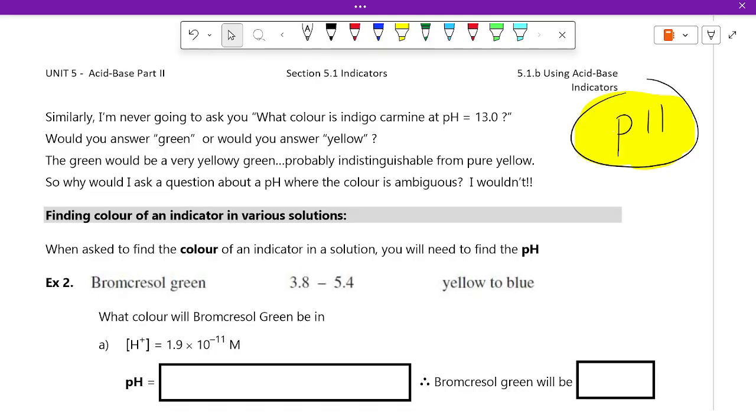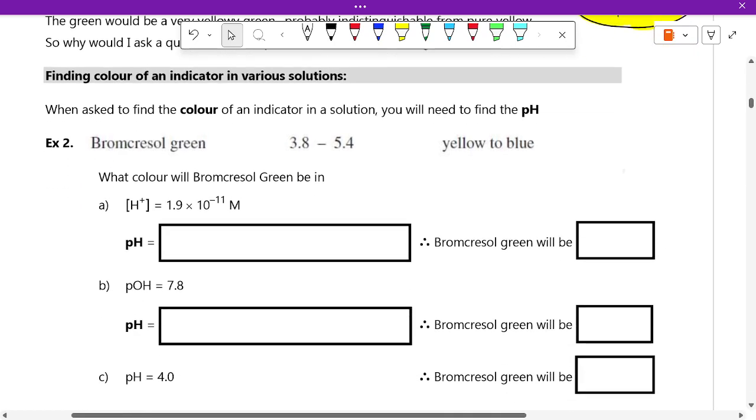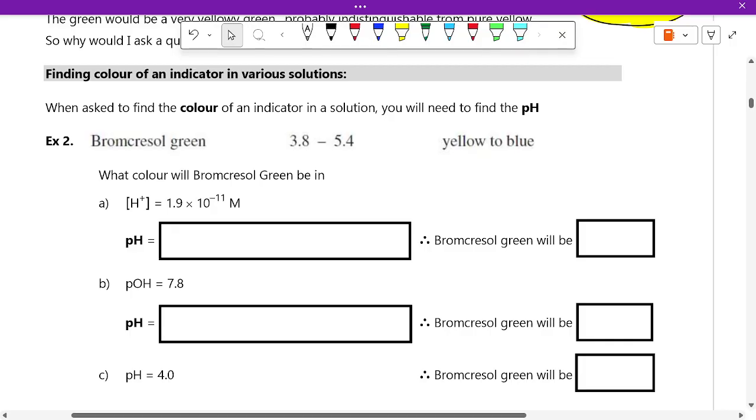Okay, so finding the color of an indicator in various solutions. When you're asked to find the color of an indicator in a solution, you need to find the pH. So this is just a variant on the questions that we had in the previous acid-base 1, where we were like, what is the pH of this weak acid solution? Instead of saying that, we'll say, what is the color of Brom Cresol green in whatever solution it is. So basically it's saying find the pH and then check the color. And that's the only difference.